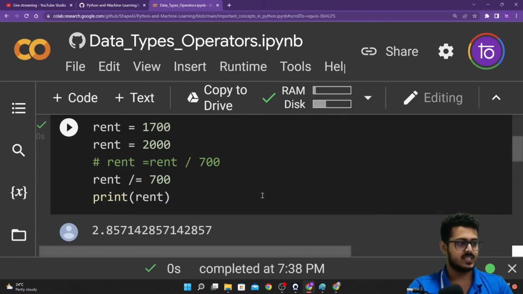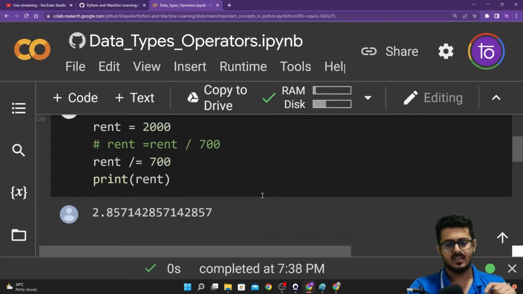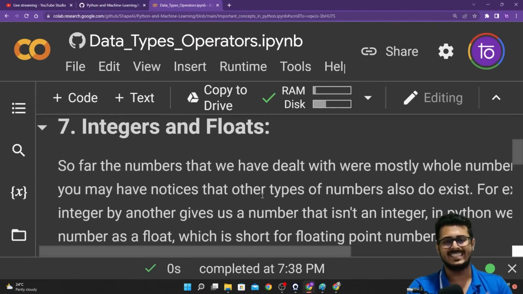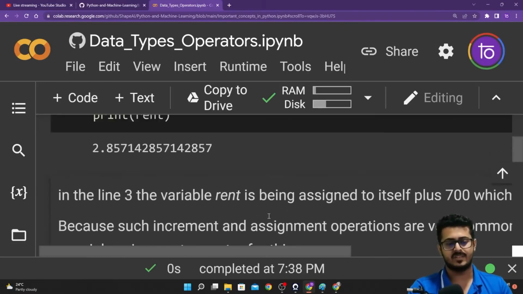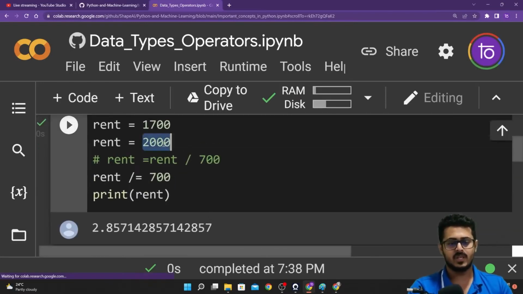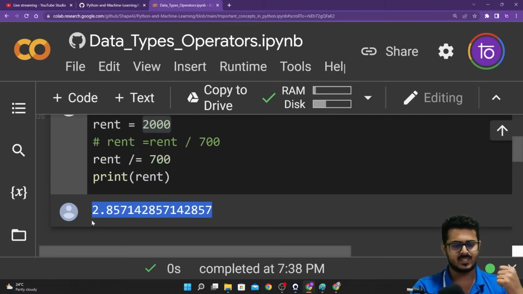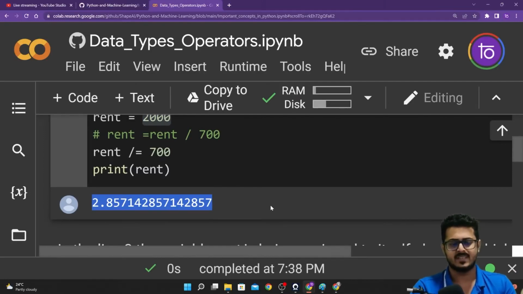Okay, so let's continue from right over there, guys. The next particular thing that we need to focus upon is the data types. Up till here, we have seen a lot of different kinds of data. For example, right over here, we saw numbers, 2000, 1700, all these kinds of numbers. We also saw a number that is not an integer. This is a decimal number, 2.85714. This is not an integer.